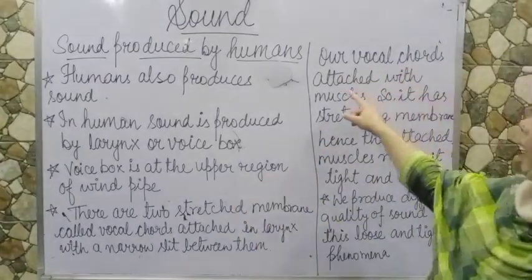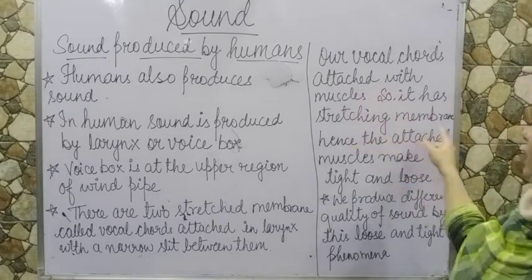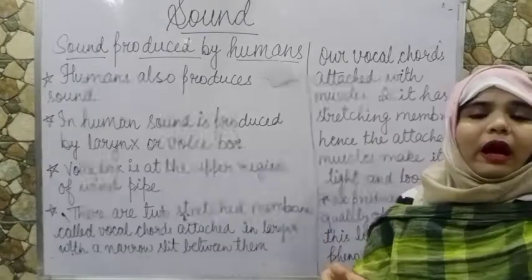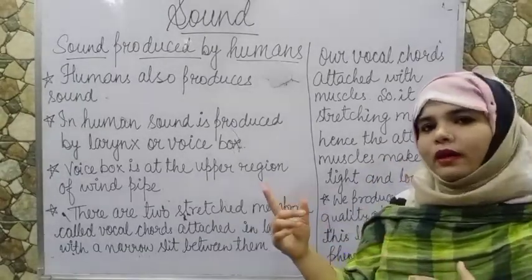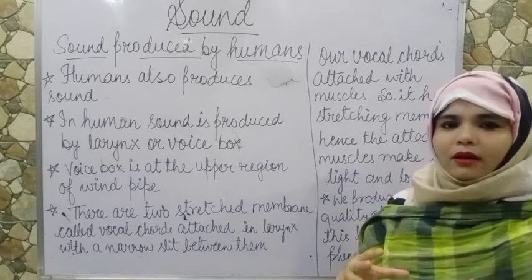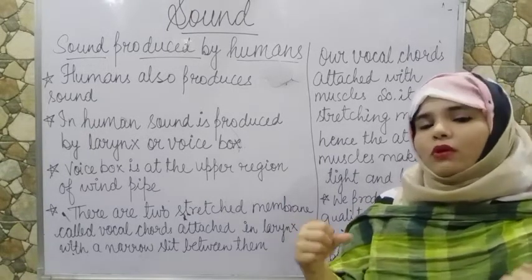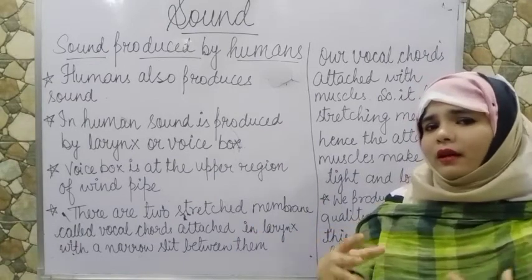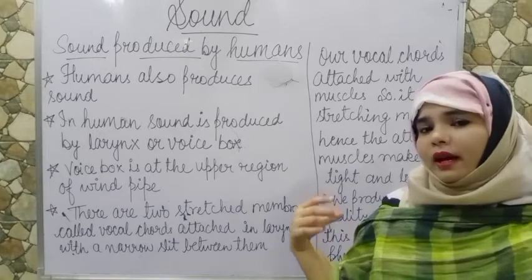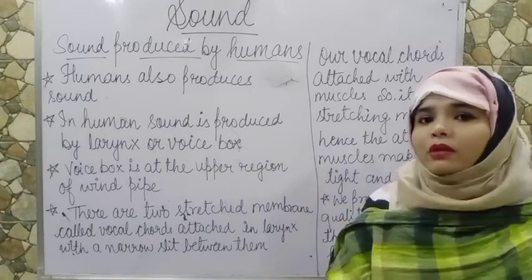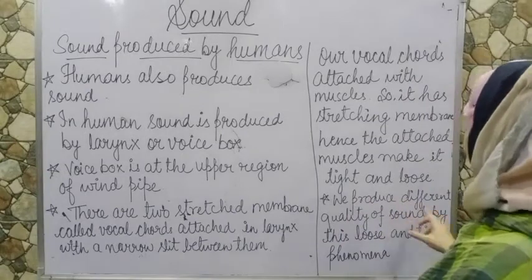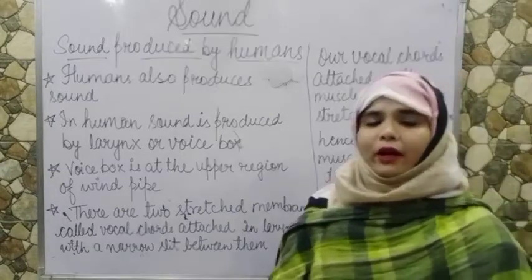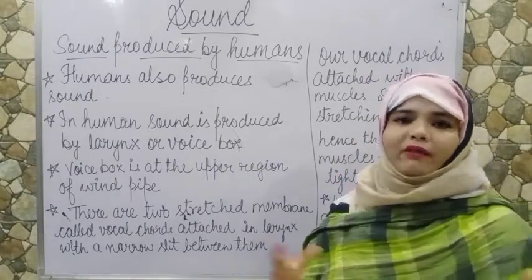Our vocal cords are attached with muscles, so the stretched membranes, with the attached muscles, can be made tight and loose. You know very well what muscles are. So because of that stretching property, they can be loose or tight to produce sound. We produce different qualities of sound by this loose and tight phenomenon. And as you know, humans can produce a wide variety of sound.